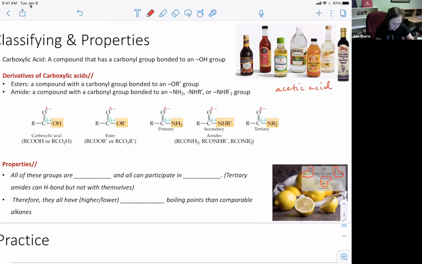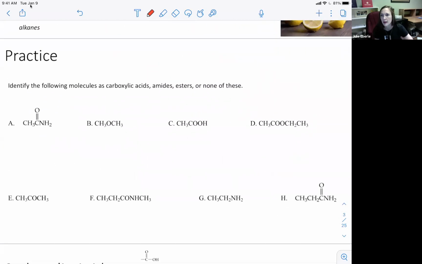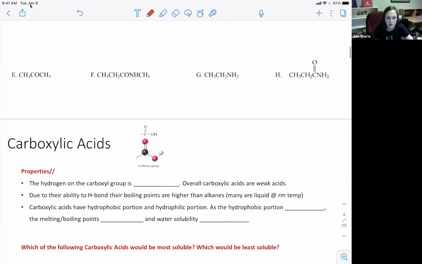Y'all should have these blanks already filled in. I'm not going to go back and refill it. We did a practice problem identifying esters, amides, and carboxylic acids. And this is as far as we got yesterday. So we're going to pick up with this slide right here.